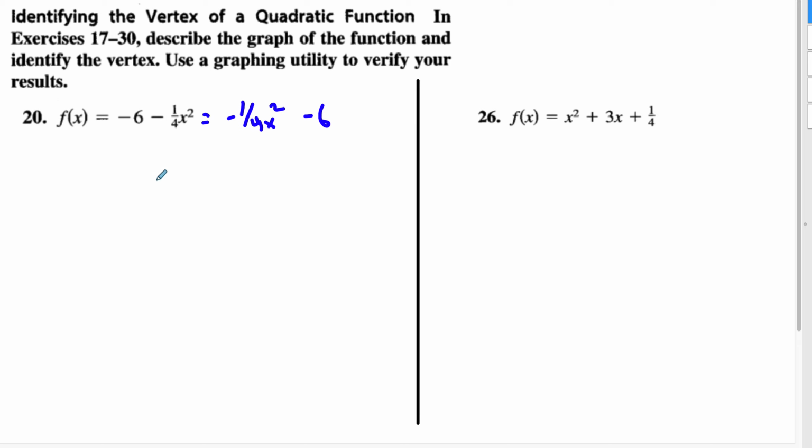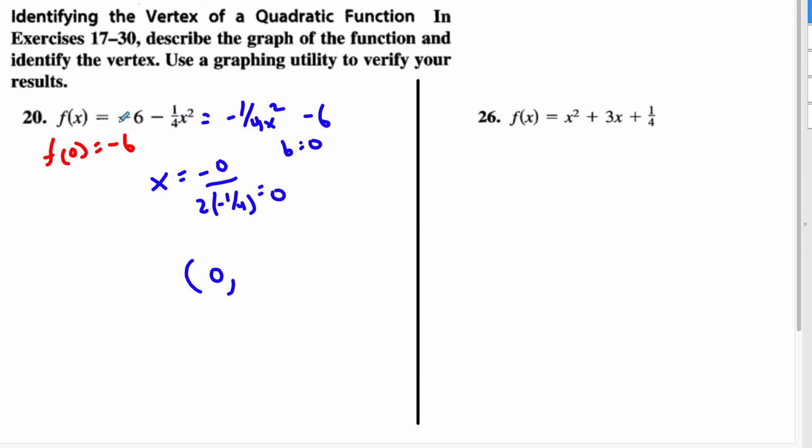Now you can either recognize that this thing has a vertex of (0, -6) because it hasn't been shifted left or right. Or if you want, you could do x equals opposite b over 2a. It just turns out that b is 0. So you're going to take -0 over 2 times -1/4, which is, you guessed it, 0. So that means that the vertex is 0, right? And then you plug 0 into this function. So if you take f of 0, you get -6 because you put 0 in here and all that's left is the -6. So that is the vertex.